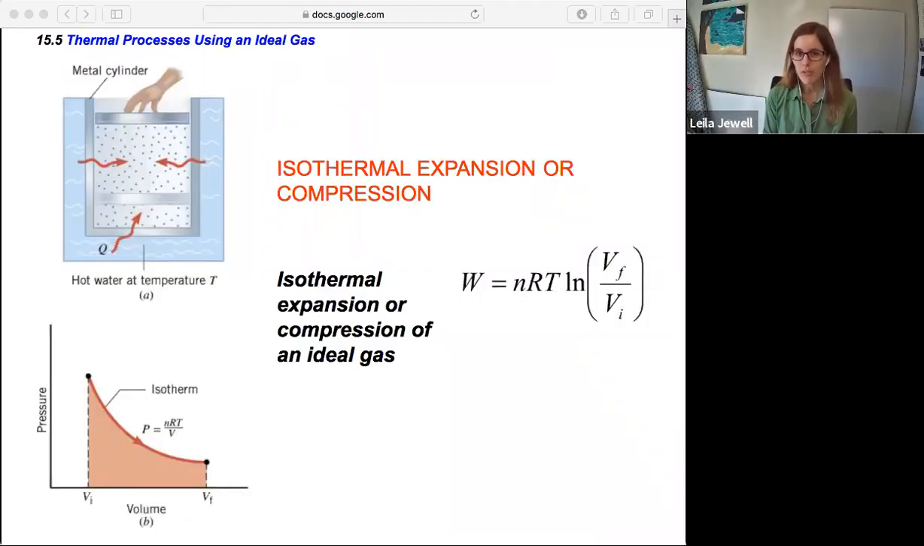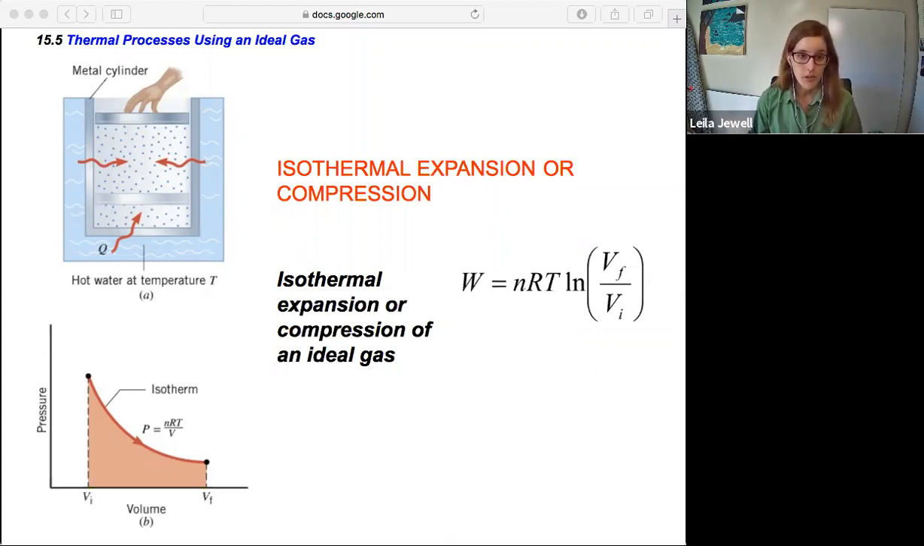Section 15.5, thermal processes using an ideal gas. So we've already seen our first two processes, isobaric and isochoric. For the second two processes, we'll make it specific to an ideal gas because we are able to know much more about it by knowing it's an ideal gas. So the third process we have is an isothermal expansion or compression.